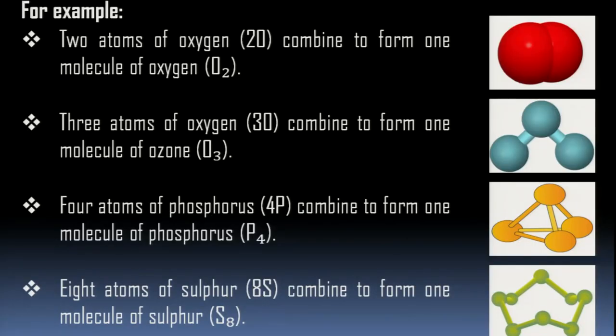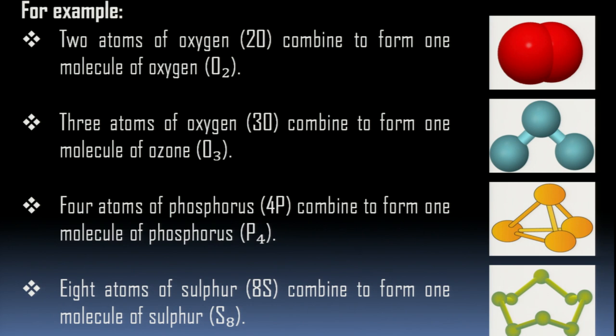Okay, let's see what's that. See in the figure, children, two atoms of oxygen combine to form one molecule of oxygen, O2. In the picture on the screen, you can see, children, two atoms of oxygen, they have combined to form an oxygen molecule. Now see, three atoms of oxygen combine to form one molecule of ozone. You can see the three atoms of oxygen, they have combined to form ozone. Similarly, four atoms of phosphorus combine to form one molecule of phosphorus, P4. And eight atoms of sulfur combine to form one molecule of sulfur. You can see how the form is.